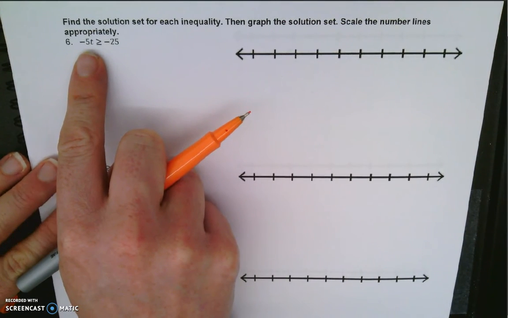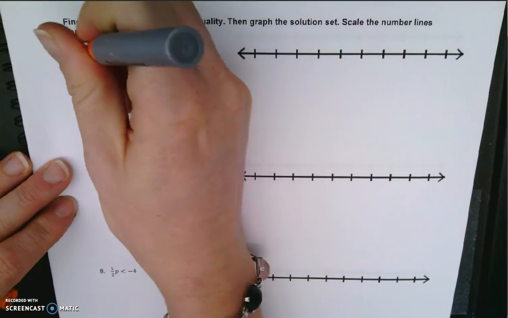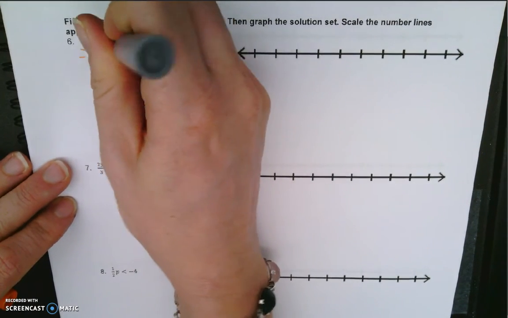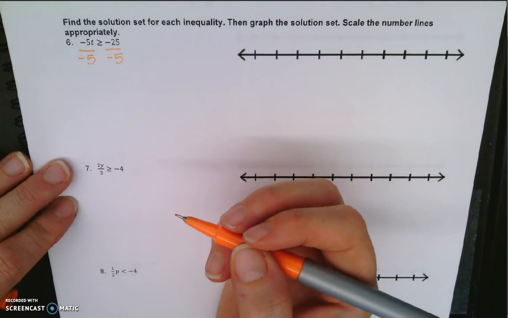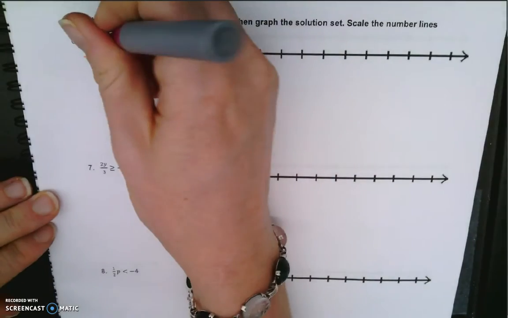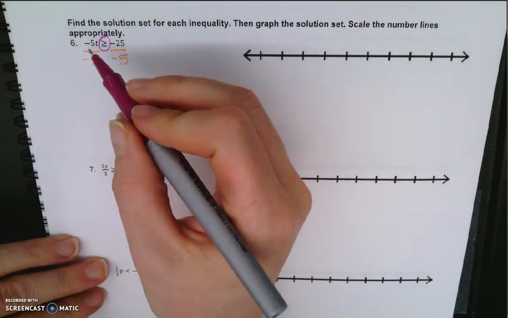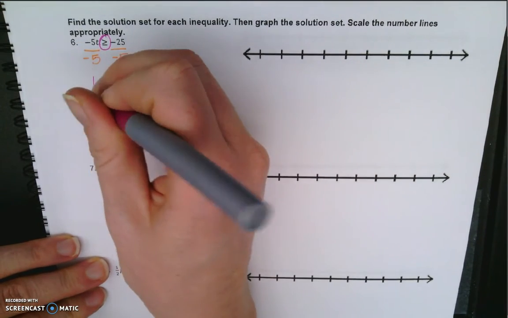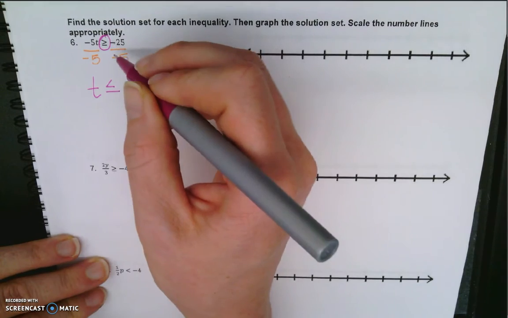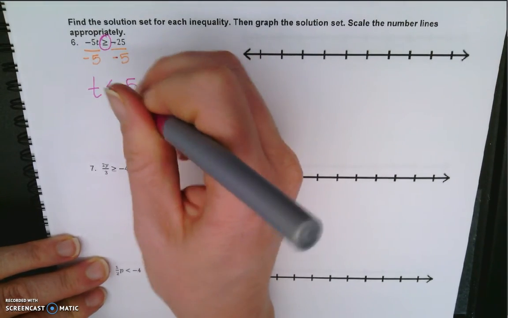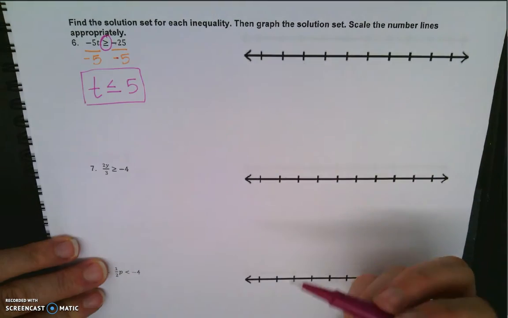T is being multiplied by -5. How do I undo multiplying by -5? That's right, divide both sides by -5 or multiply both sides by -1/5. Am I dividing or multiplying by a negative? I am! Circle your inequality symbol so you don't forget to flip it. Negative divided by negative is a positive, so I'm left with 1t is now less than or equal to negative divided by negative is a positive 5. Variable in front, and I remembered to switch my inequality symbol.